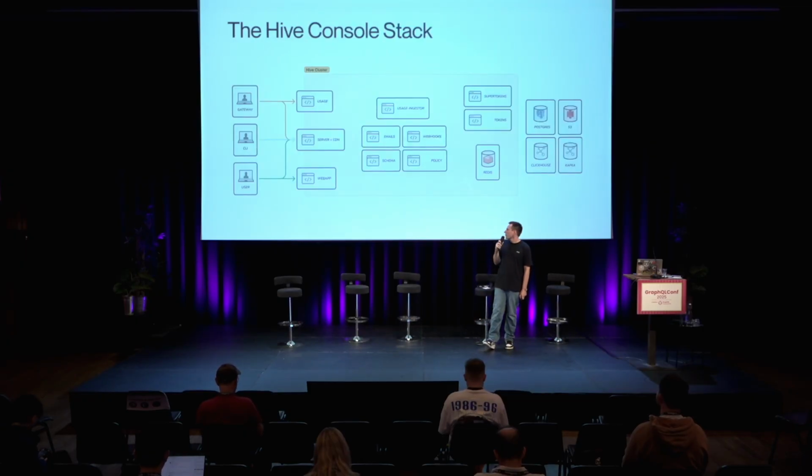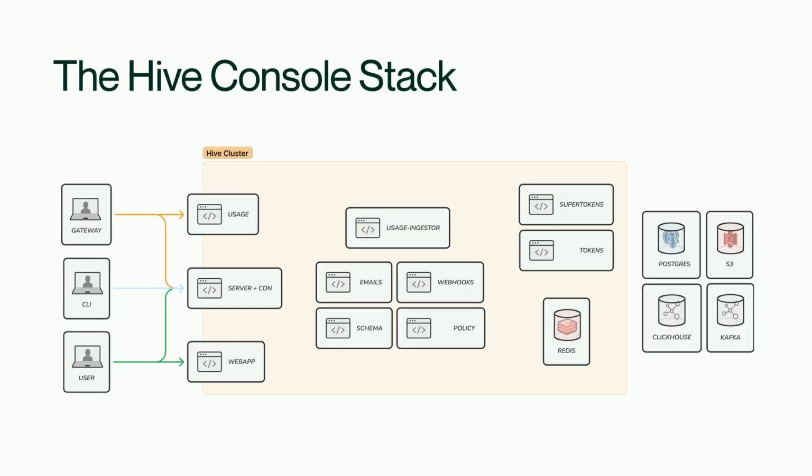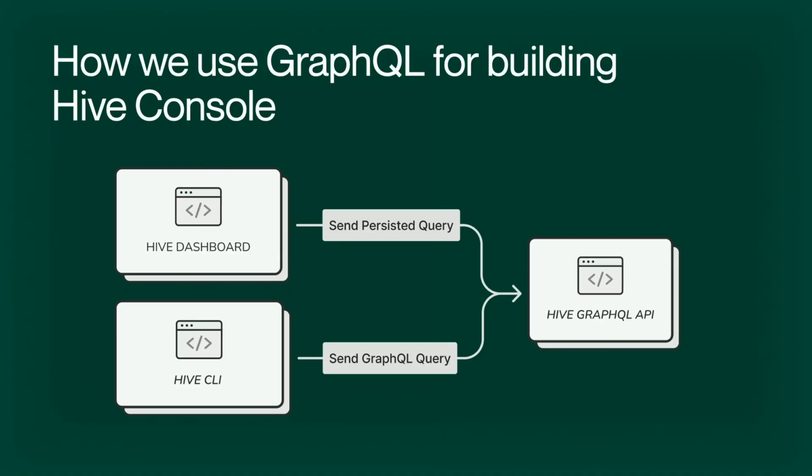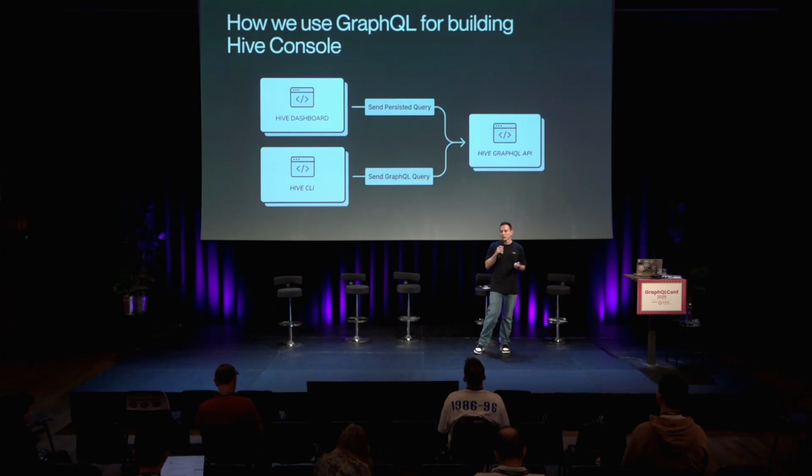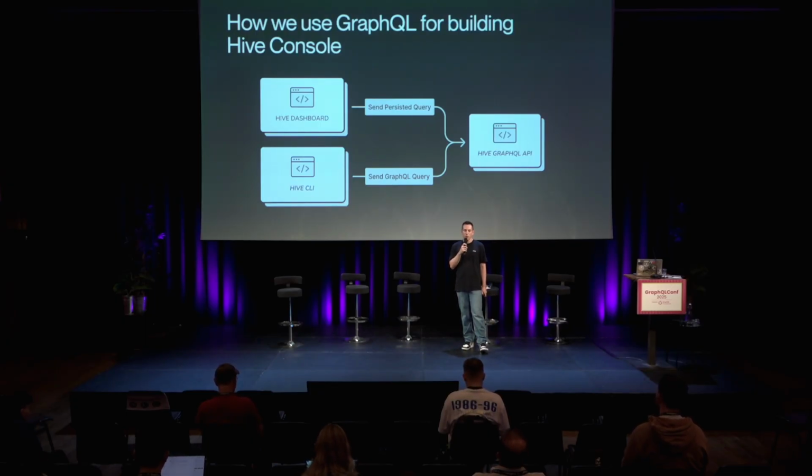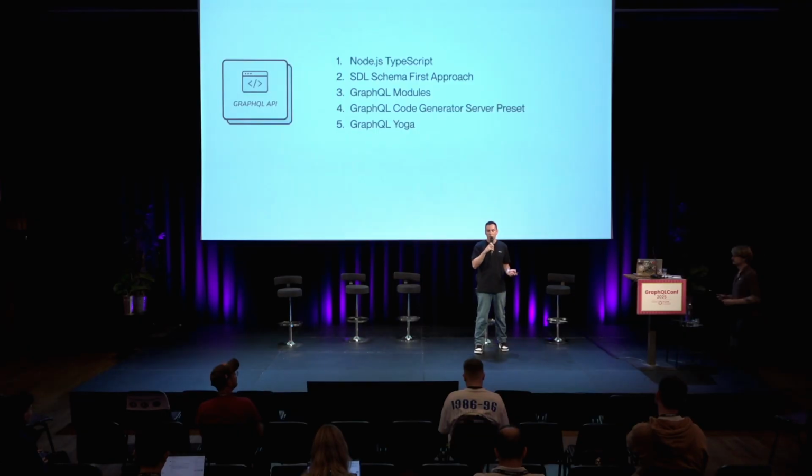So our stack is quite complicated. There's a lot of things going on. It's just an overview. I don't want to go into everything there. What's important for the purpose of this talk is how we use GraphQL for building Hive Console. So if you look at our stack from the GraphQL perspective, you can roughly divide it into 3 parts. We have the dashboard, we have a CLI, and we have a GraphQL API. Both the dashboard and the CLI are sending GraphQL requests to the GraphQL API, and the dashboard is using persistent operations, and the CLI is getting there, but we're not there yet.